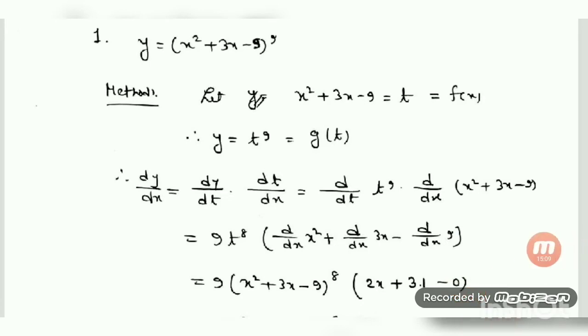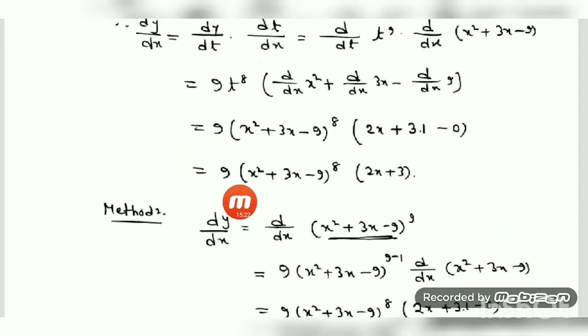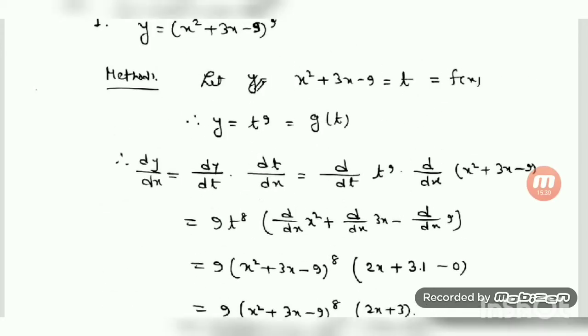So here, when you use the formula, hope you remember, at that instant you have to remove this d/dx symbol, right? So here all these d/dx symbols are removed. That means you got your answer, and in simplified form you write it down. So this is 9 (x square plus 3x minus 9) whole to the power 8, and this is twice x plus 3. Now you see, this is the method of substitution I have used.